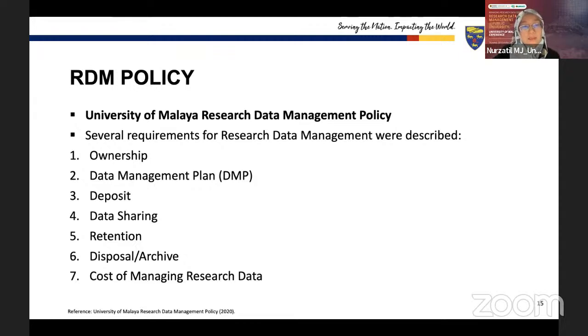About the deposit, data sharing, retention time, disposal, archive, and also the cost of managing research data. So these are some of the requirements of RDM that were described in this research data management policy.